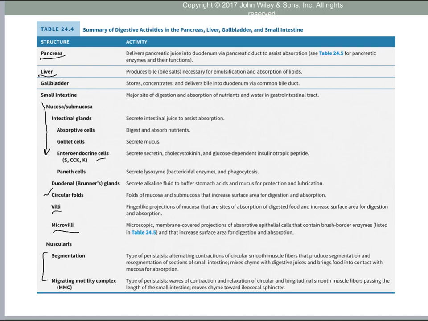And then we have our muscularis layer, our segmentation, types of peristalsis, alternating contractions of circular smooth muscle fibers that produce, there's our word, segmentation. Remember, the majority is going to occur through segmentation and resegmentation of sections of the small intestine. This is going to help mix chyme with digestive juices and bring food into contact with the mucosa for absorption. Migrating motility complex, MMC. This is going to be our peristaltic waves of contraction and relaxation of circular and longitudinal muscles, which are passing the length of the small intestine, again, moving chyme towards the ileocecal sphincter.